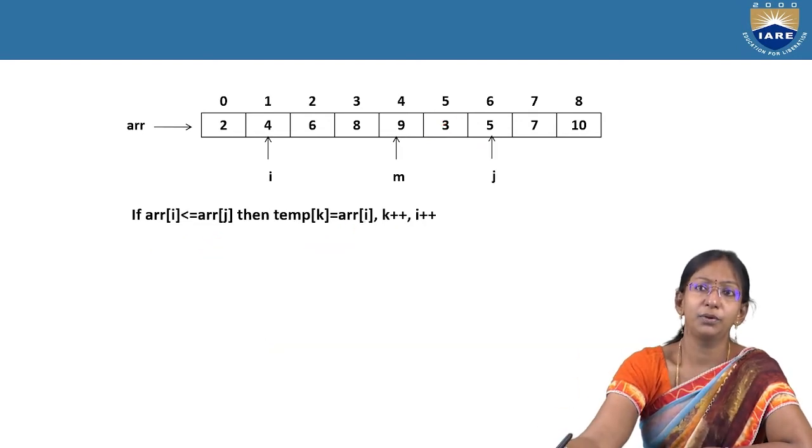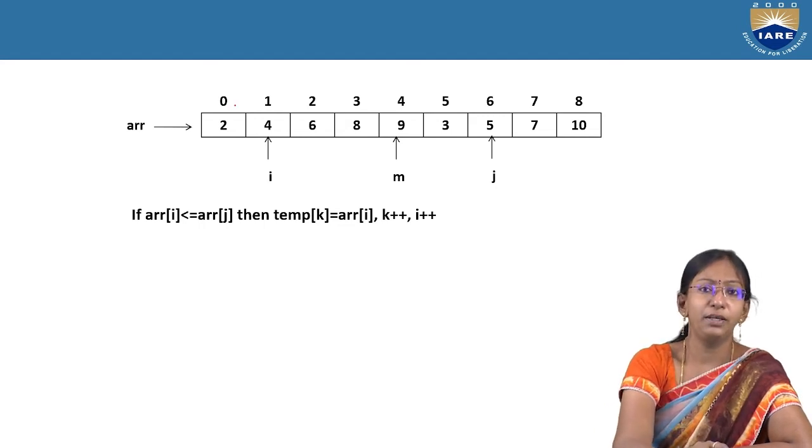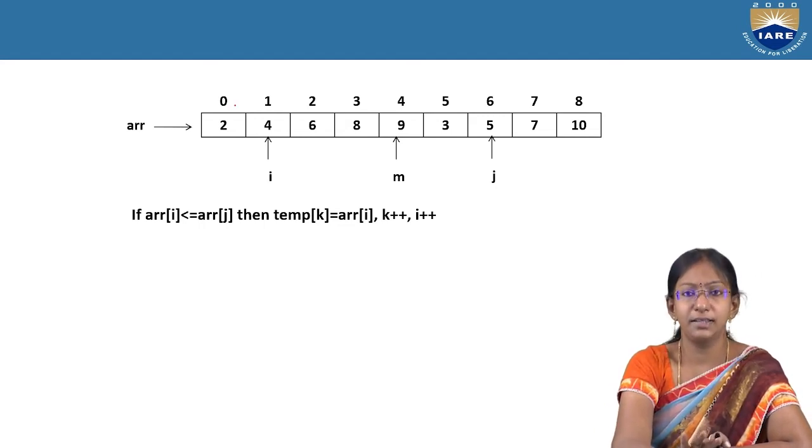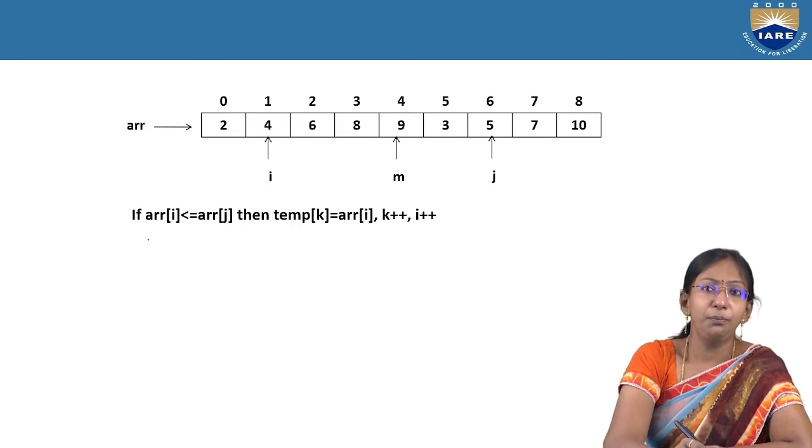This is what I'm going to do. Have a look at this picture. So the pointer I is as it is, whereas J got incremented. Now have a look at this one. The element pointed by I is 4, whereas J is 5.